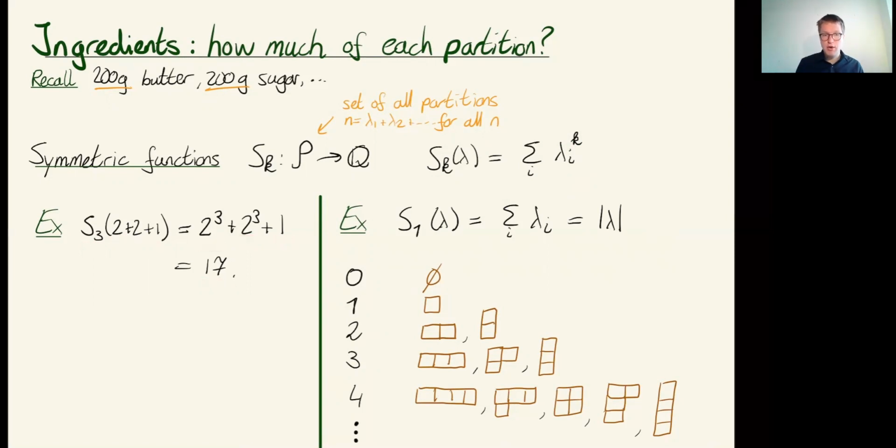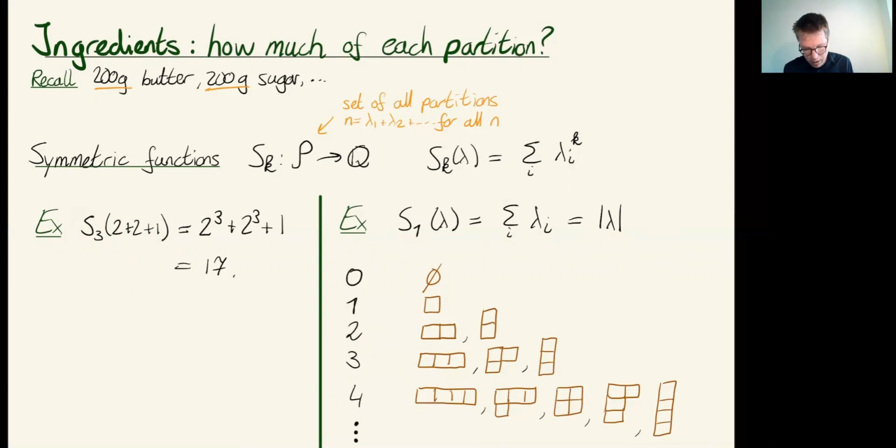This is just the value of this function, which has the interpretation of the amount of partitions we have to take in the recipe if we take this function. But then another example is given by S1. So here we take k to be 1, then we just add up all the parts of your partition, and this is just the integer that lambda was a partition of.